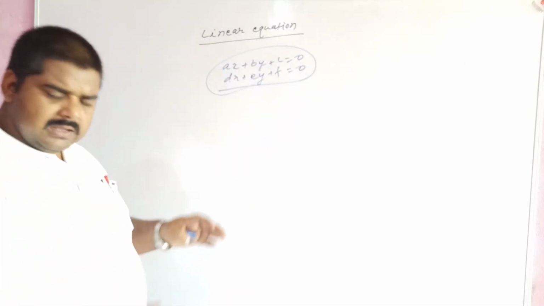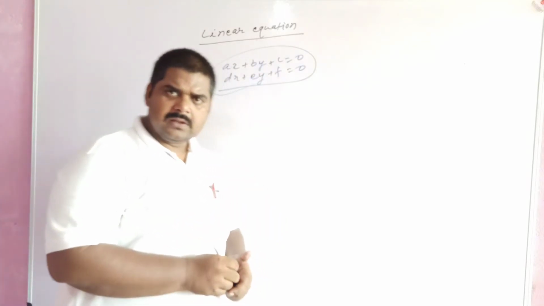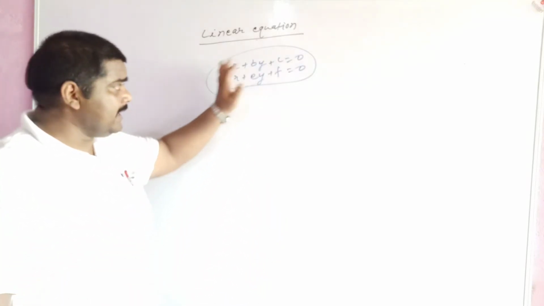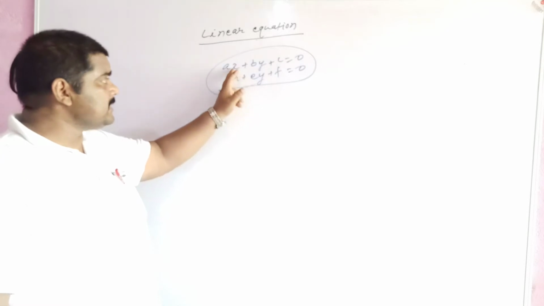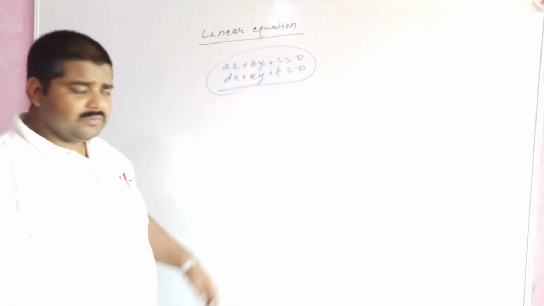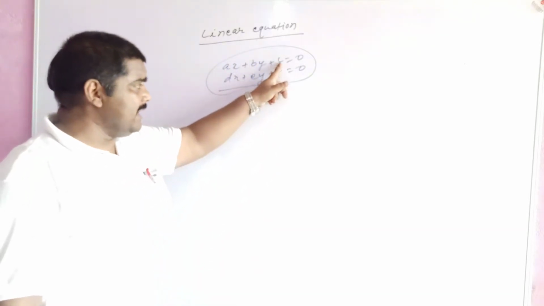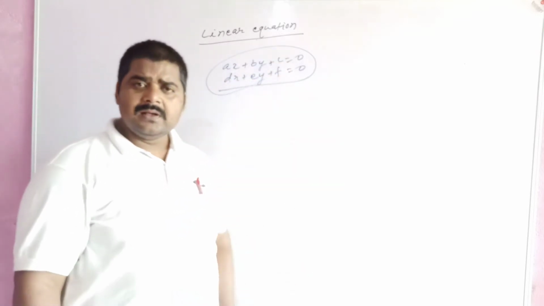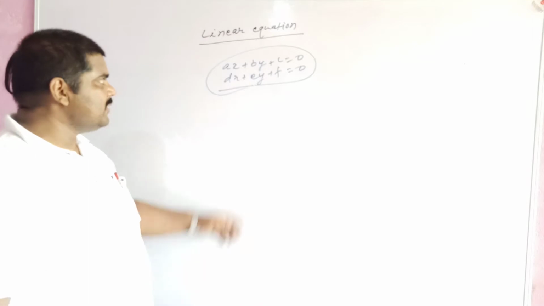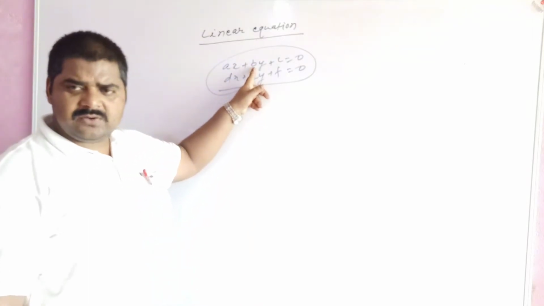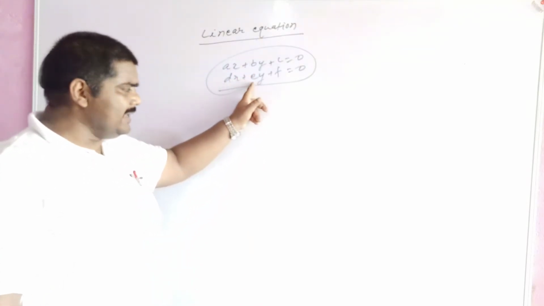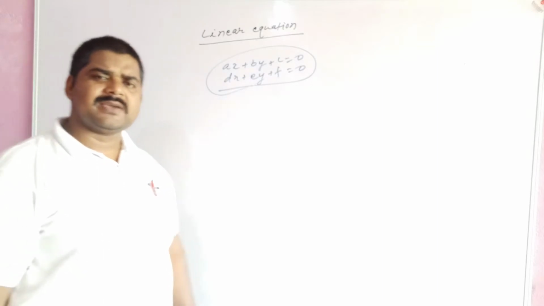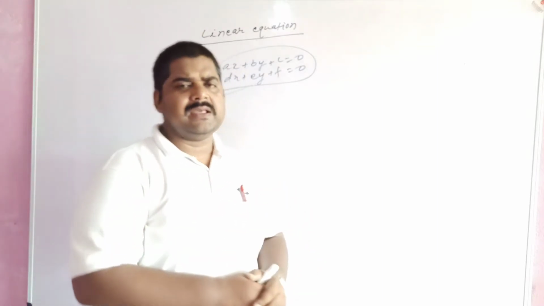Then you have to say that both are linear equations in two variables, and the two variables are x and y, where a, b, c are real numbers in the first case, and d, e, f are real numbers in the second case. A and b cannot be equal to 0 in the first case, d and e cannot be equal to 0 in the second case. Both are linear equations in two variables.